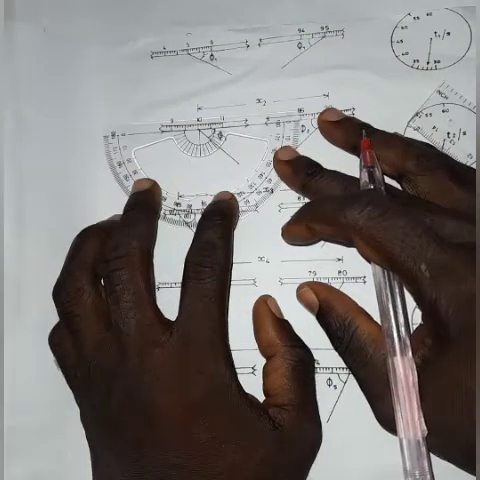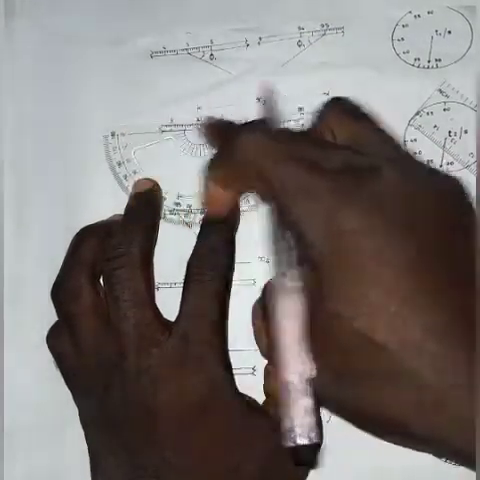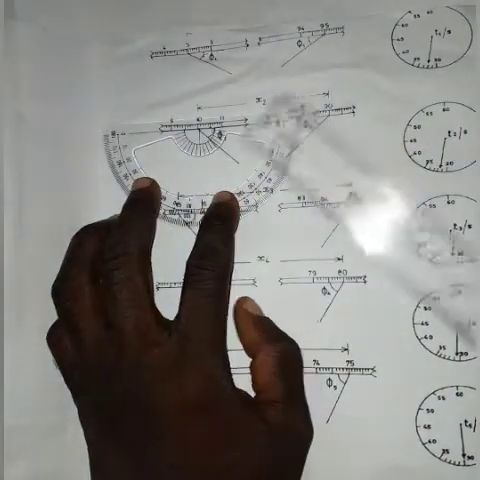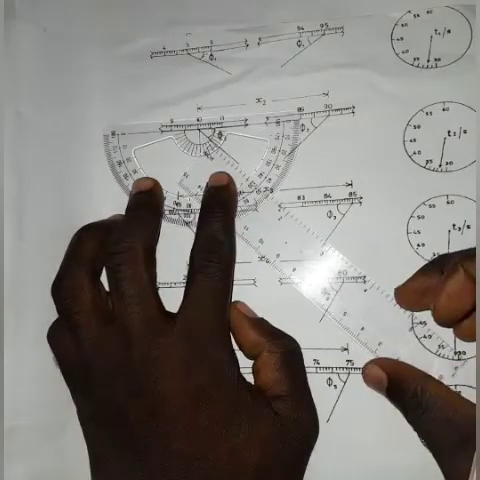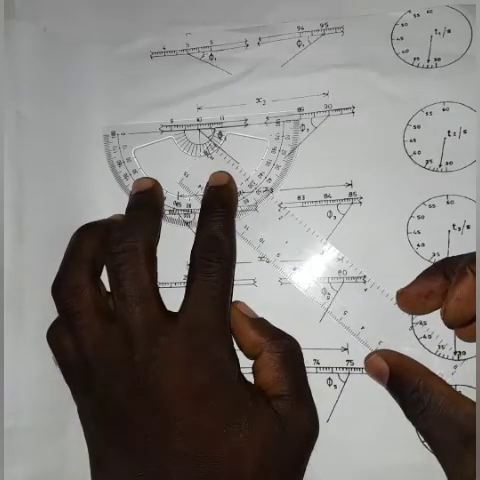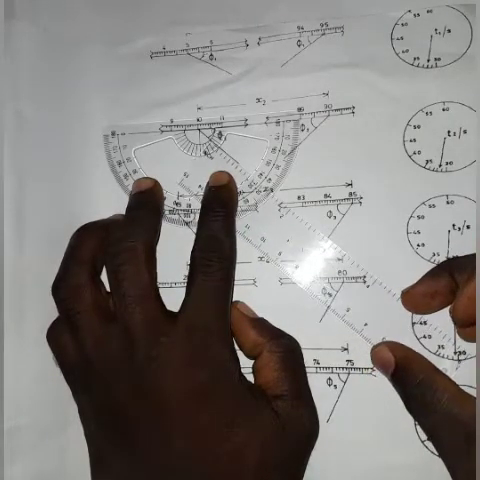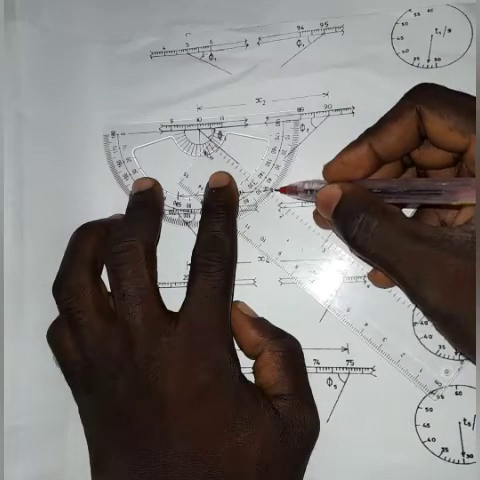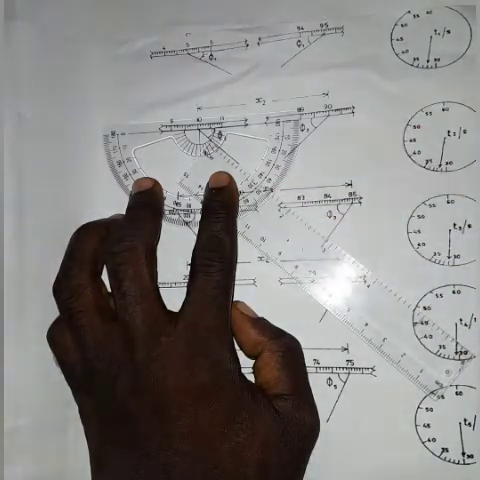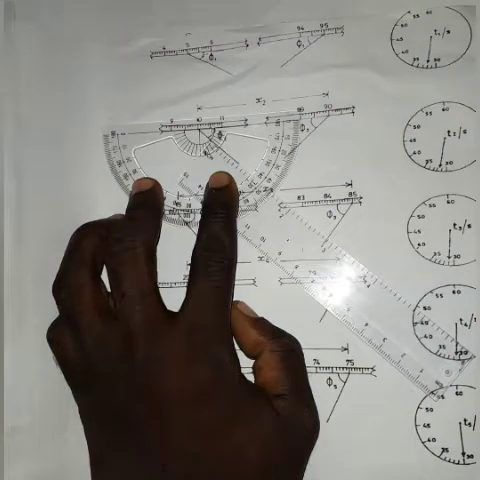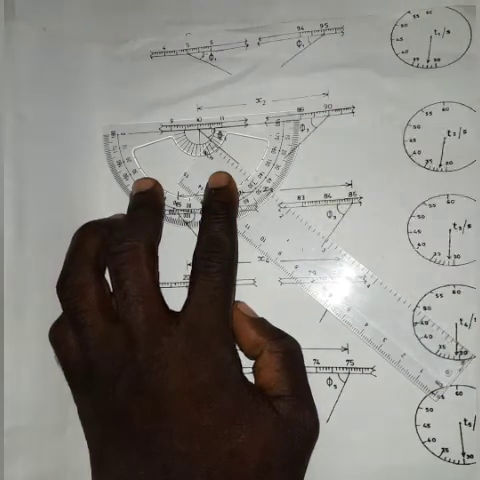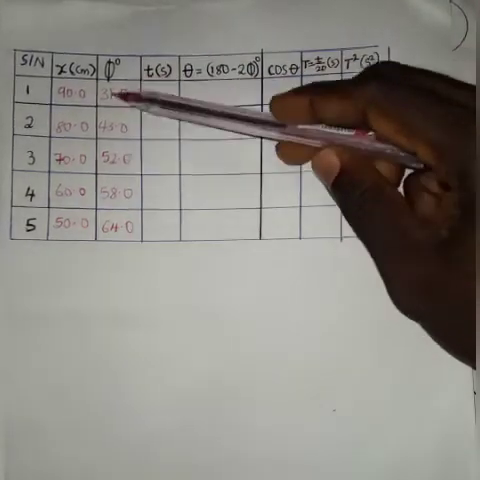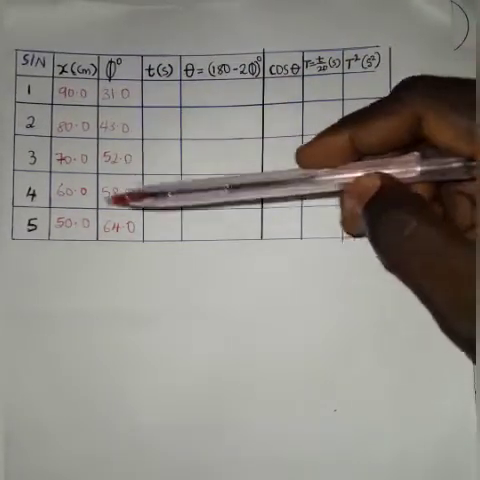So I'll place this, ensure that this line is on top of this straight line like this. And I'll take my ruler again, place it on this. So that's going to give me 40, 41, 42, 43. So I have 43.0. I'm going to pause the video and do all of that when I show you the reading. So these are my recorded values: 31, 43, 52, 58, 64.